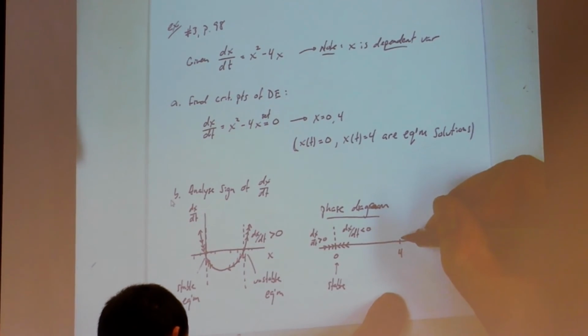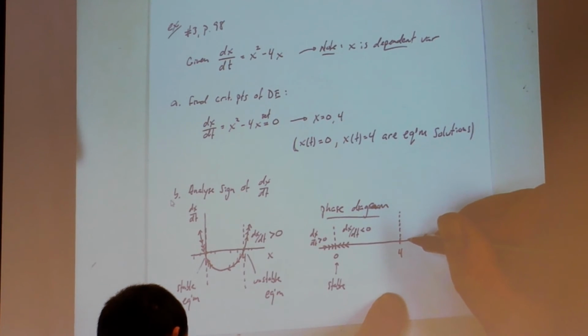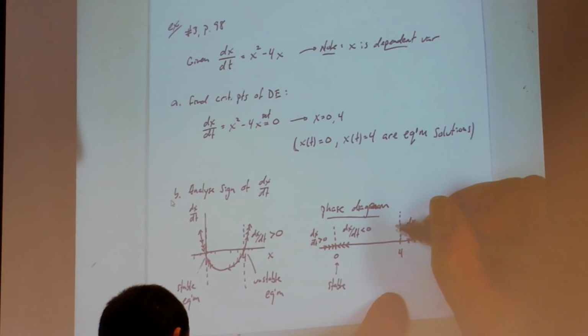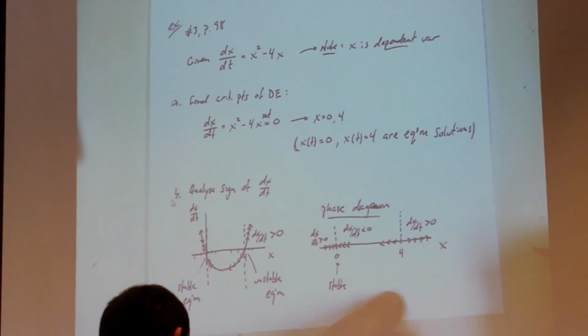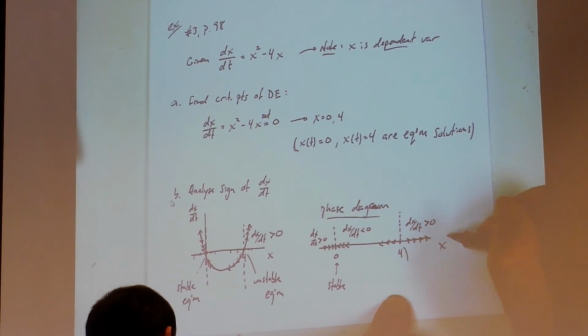However, at 4, when x is greater than 4, dx/dt is positive, and if dx/dt is positive, that means x is increasing, so it's going to the right on the number line. And same thing on the left, dx/dt is less than 0, so the x values are decreasing. So this is unstable. For values near 4, the x values either increase or decrease away from 4. That's unstable.